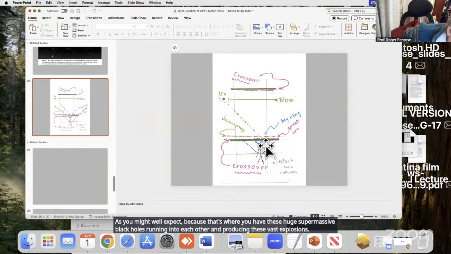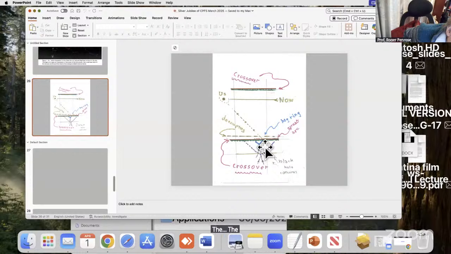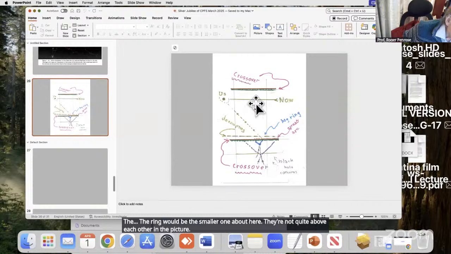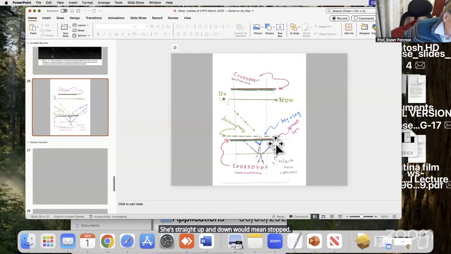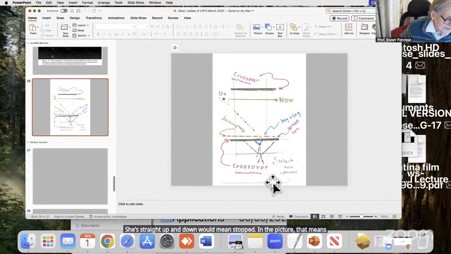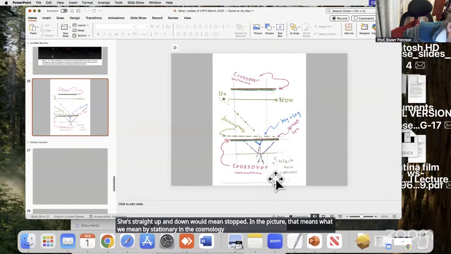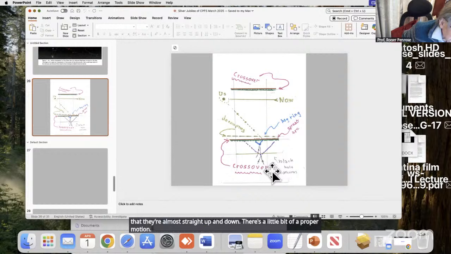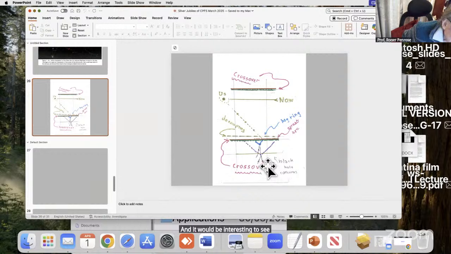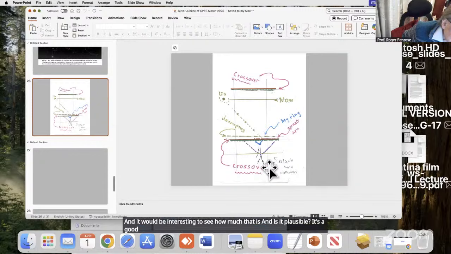The ring would be the smaller one about here. They're not quite above each other in the picture. See, straight up and down would mean stopped in the picture. That means what we mean by stationary in the cosmology. That's straight up and down. So I'm saying that they're almost straight up and down. There's a little bit of a proper motion, and it would be interesting to see how much that is. And is it plausible? It's a good deal less than the speed of light, so that's clear.